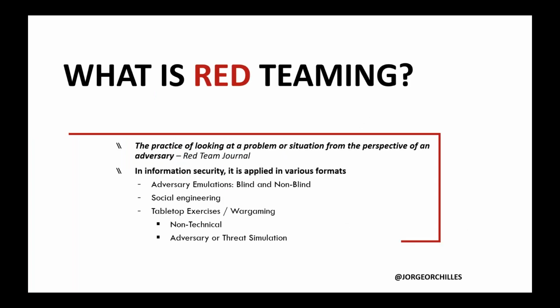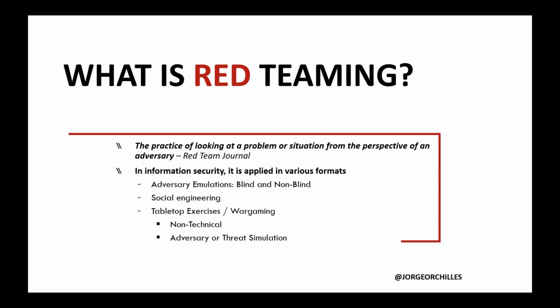So to go a little deeper into red teaming, what is red team? According to Red Team Journal, it's the practice of looking at a problem or situation from the perspective of an adversary. In information security, this can be applied in various ways. We're going to cover adversary emulations here. Those could be blind red team engagements or non-blind purple team type of engagements. But it can also be social engineering.